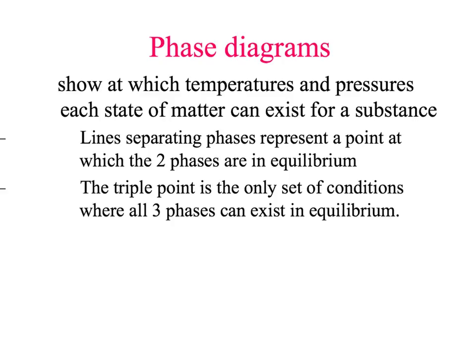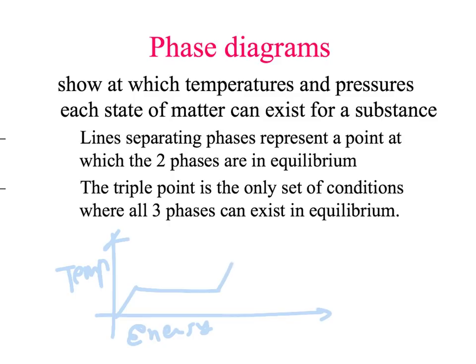Phase diagrams. Let's talk about phase diagrams and phase change diagrams. Phase change diagrams have temperature on the y-axis and energy on the x-axis, and it is a stepwise progression. And if we were to label everything, we would say this is a solid, and this is a liquid, and this is a gas. And then at these junctures here, you would have a solid and a liquid and a gas.